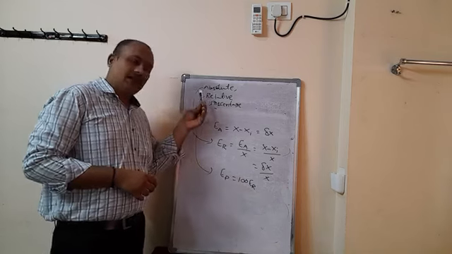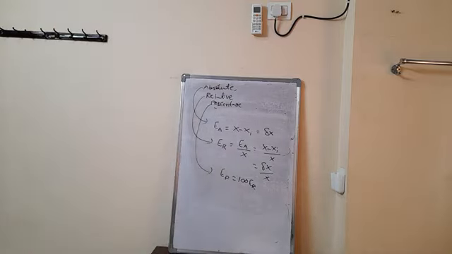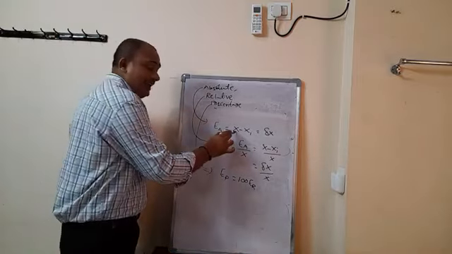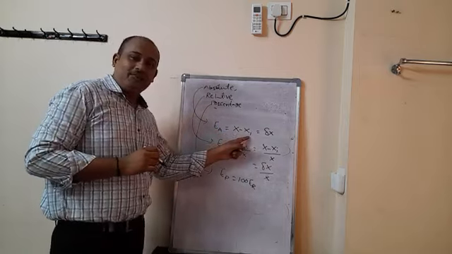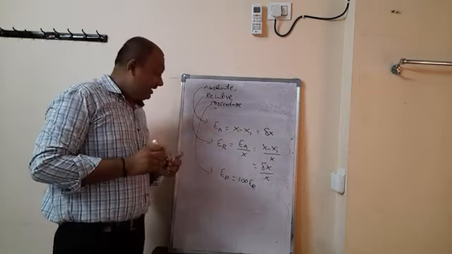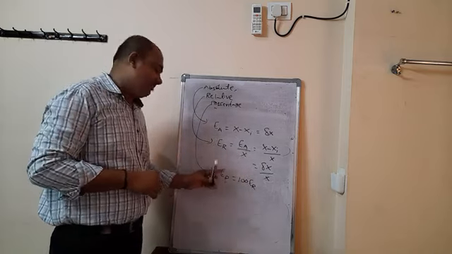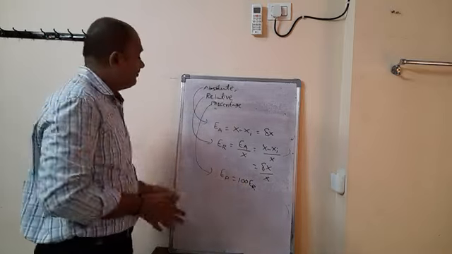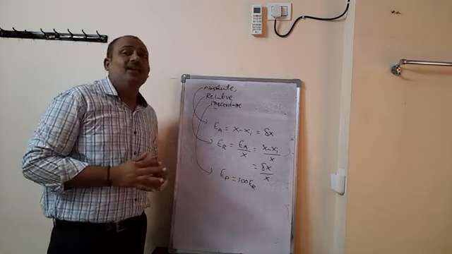Absolute error, relative error, percentage error. Absolute error is denoted by EA, the exact value minus the approximate value, x minus xi. ER is the absolute error by the exact value. Percentage error is 100 times the relative error. These are the error analysis topics in numerical analysis.